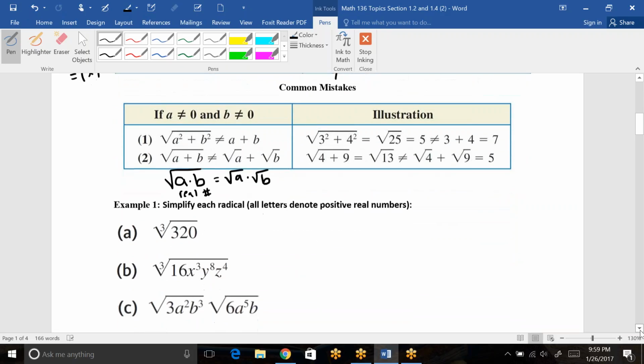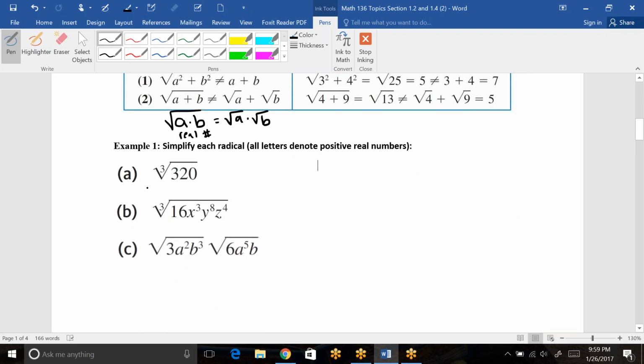Okay, so let's go through some of these. We're just practicing simplifying a radical. What that actually means, and they did say that the variables are all positive, so we don't have to worry about any absolute values here. What it means to simplify a radical is to find out if there are any perfect powers that are factors of the number or letters inside.